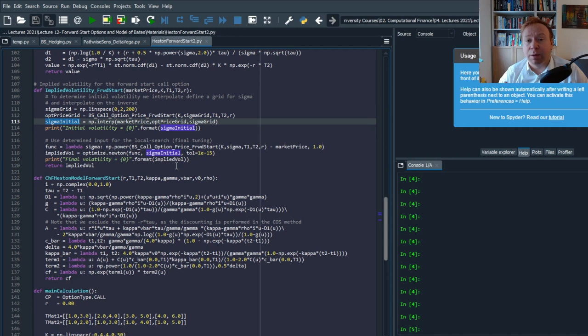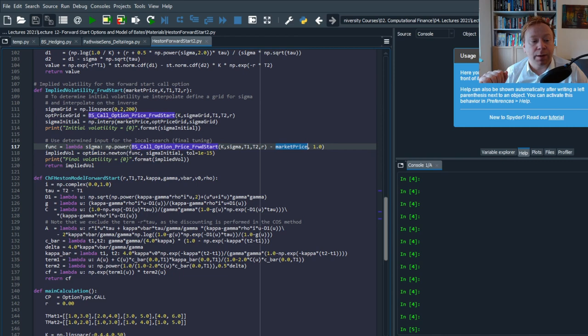We define the target function. So I'm using here a lambda expression for the Black-Scholes, which will be a function of sigma. So I'm changing sigma. You see, I'm just calculating the distance, so it's not even squared. The error function is not even squared. I just take the difference between the option price from the model and the market price.